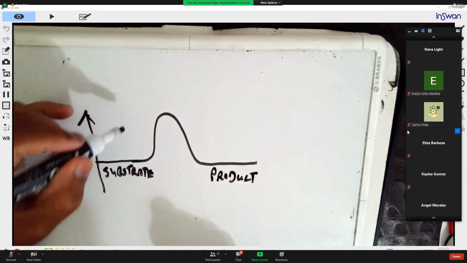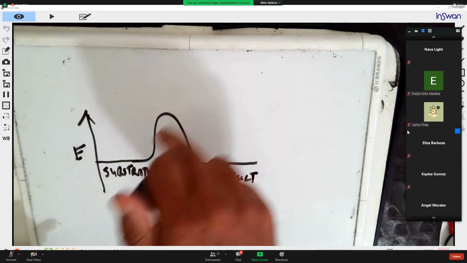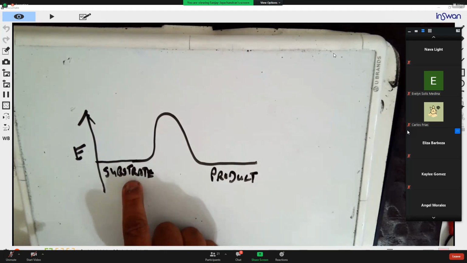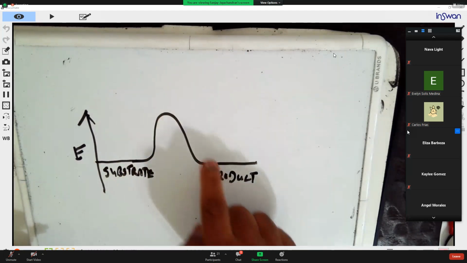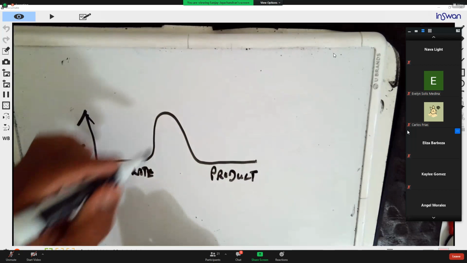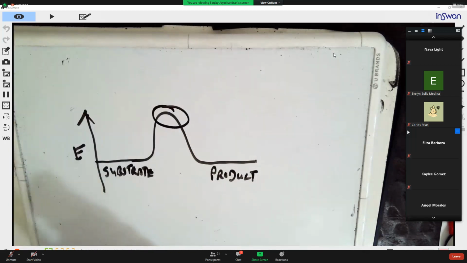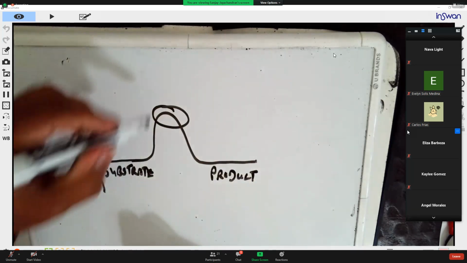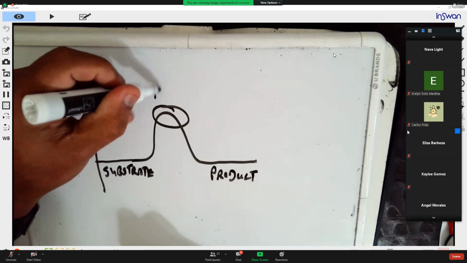So let's say the original energy hump was big. This is the enzyme hump. The enzyme reduces the activation energy. Okay. So the substrate goes from here all the way to the product. But over here at the top of this hump, it's neither substrate nor product. Over here, it's something in between. This is called the transition state.